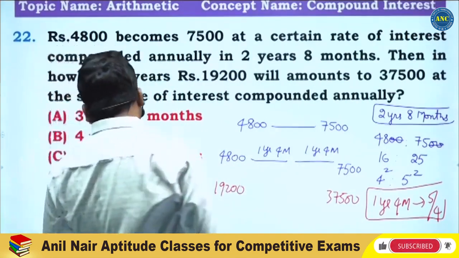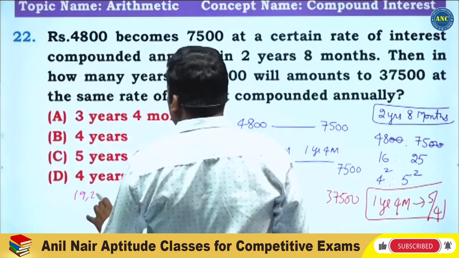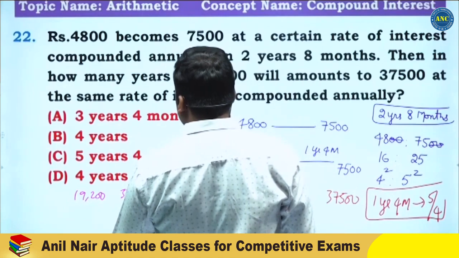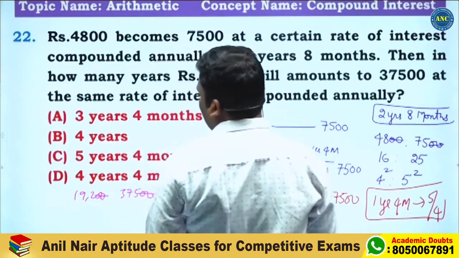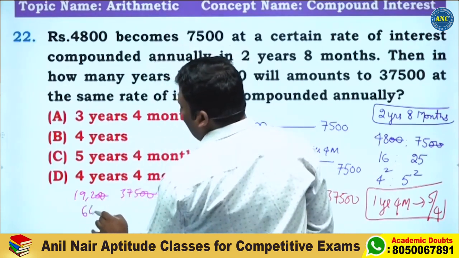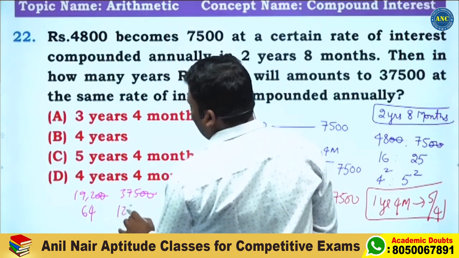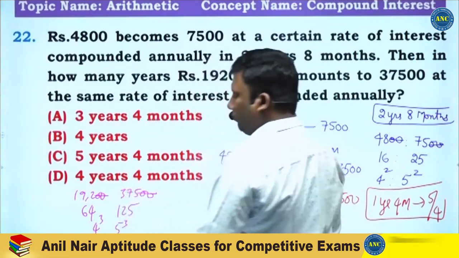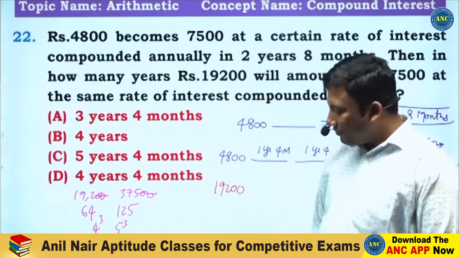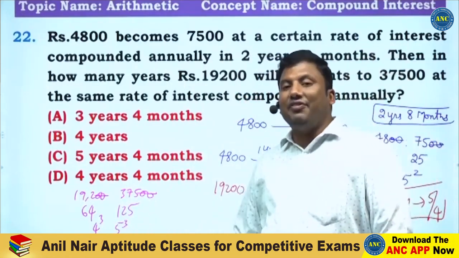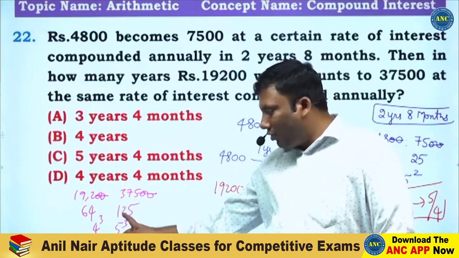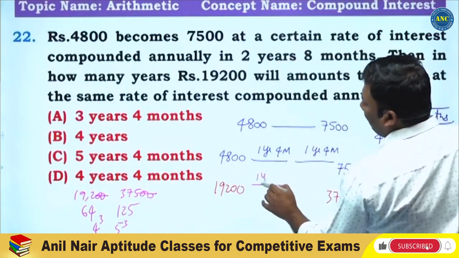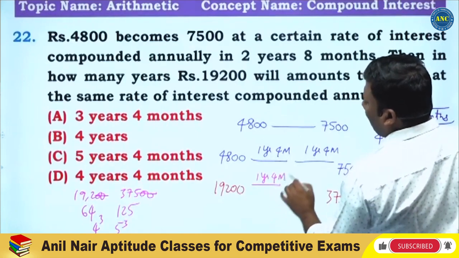19,200 and 37,500. 2 zeros cancel. 64s are 3, 125s are 3. It is 4 cube and 5 cube. That means scaling factor is 5 by 4 only, but 3 times we have to take. 3 times. For 5 by 4, what will be the scaling factor?